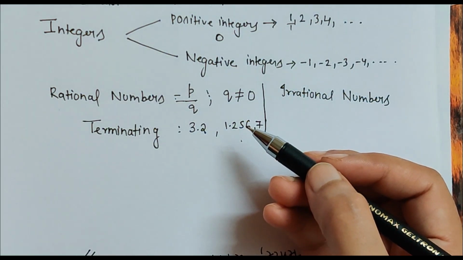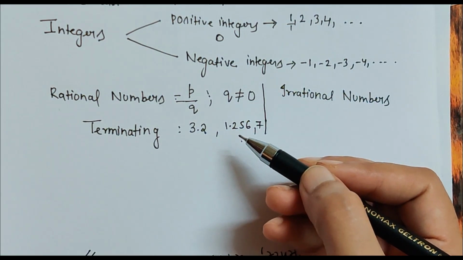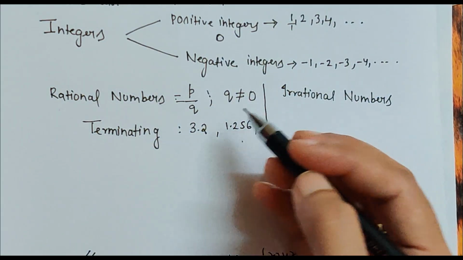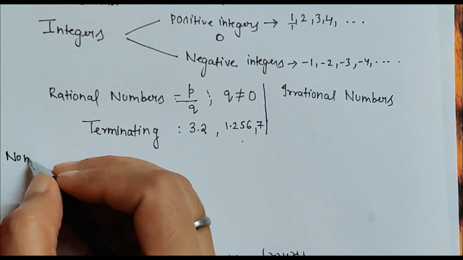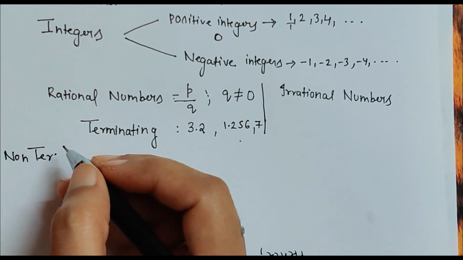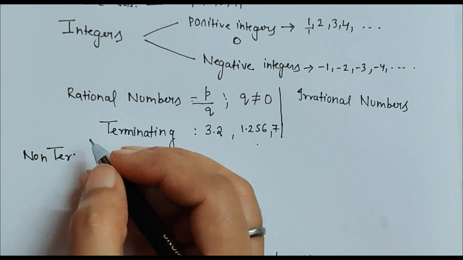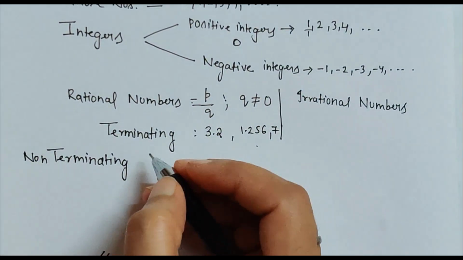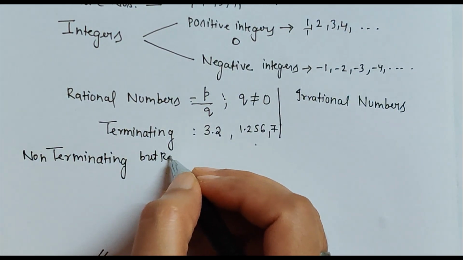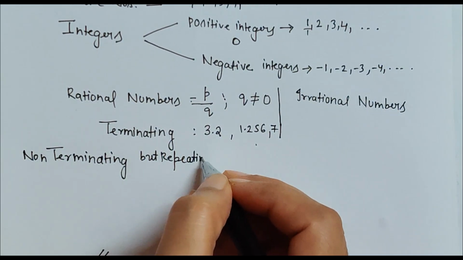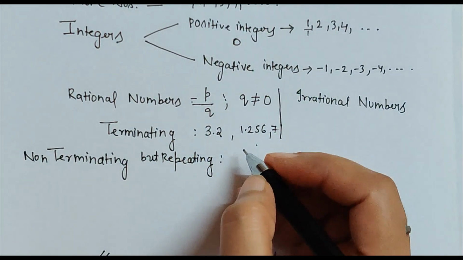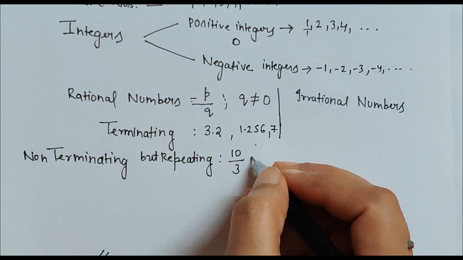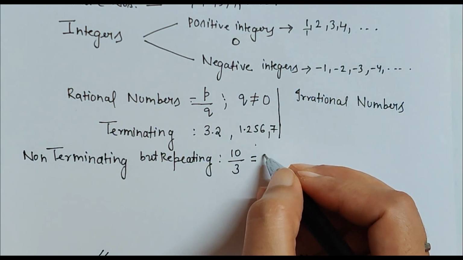So the numbers which are terminating in nature are rational numbers, and there is one more property which is non-terminating but repeating. Non-terminating but repeating. What does it mean? Non-terminating but repeating means what? Suppose I divide 10 by 3. It is in p by q form. What will be the answer for this?